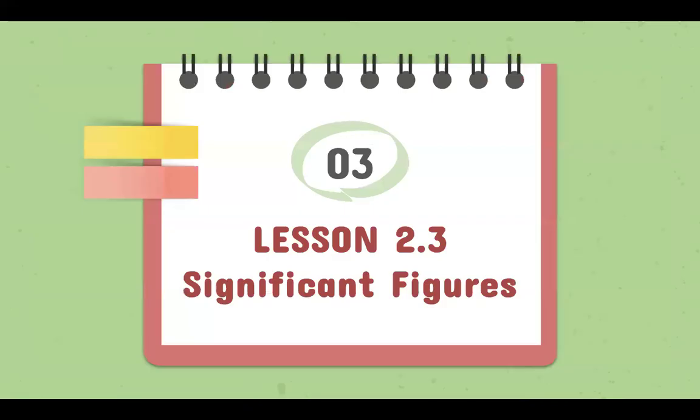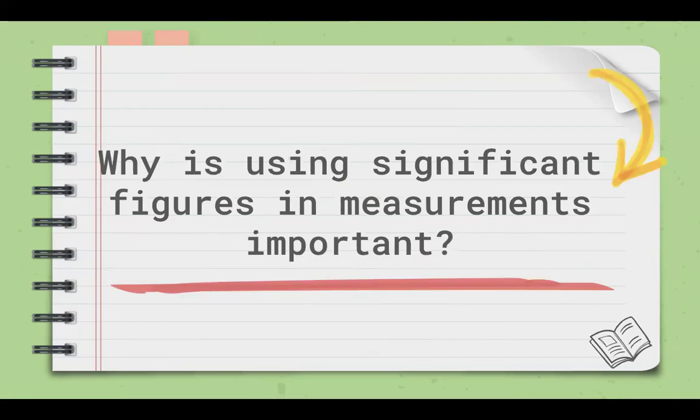So with that, let's proceed with our discussion on lesson 2.3, significant figures. Previously, we discussed scientific notation and accuracy and precision. I hope you still remember that. This might also be a familiar topic to you, but I have a question that I'd like you to answer quietly. Why do you think the usage of significant figures is important?